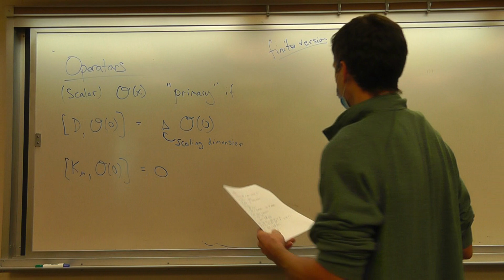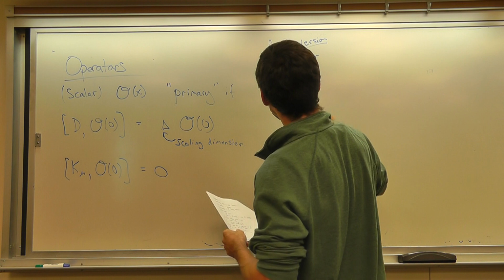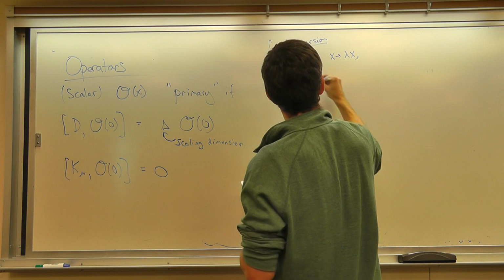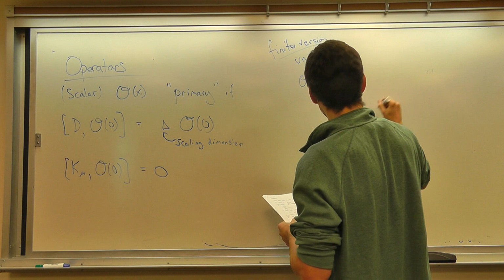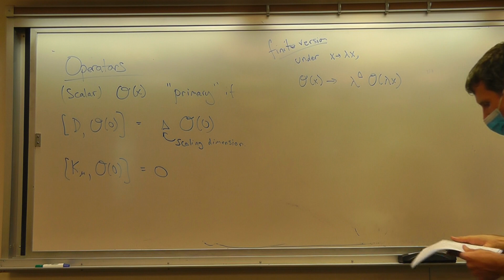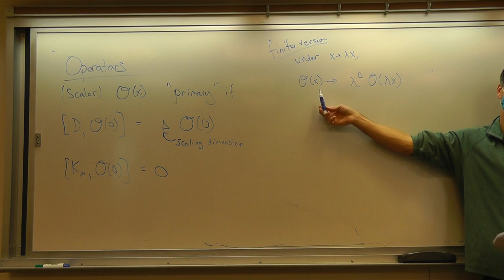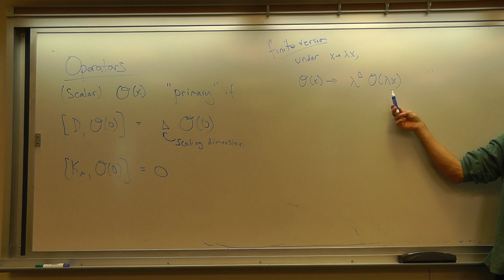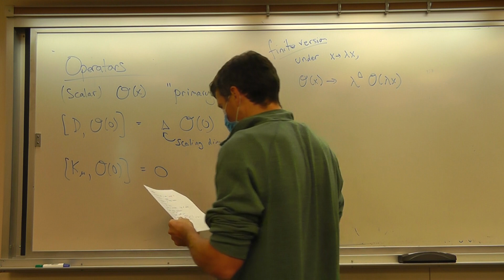So the finite version of this is that under x goes to lambda x, O of x goes to lambda to the delta O of lambda x. In other words, if I have a bunch of correlation functions of O of x's, I can plug this in instead. I can transform all of them to this, and the answer is unchanged. That's for the scale transformation.